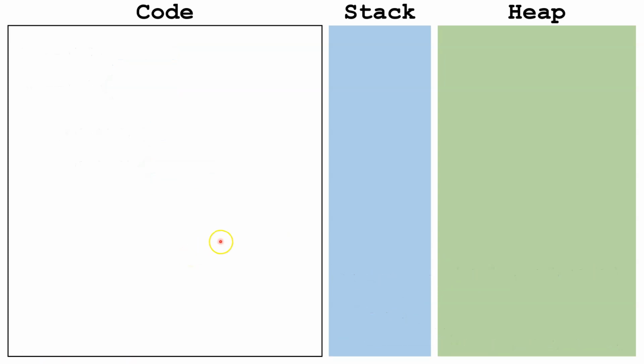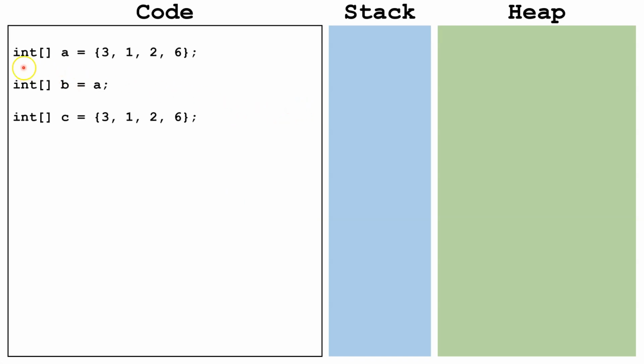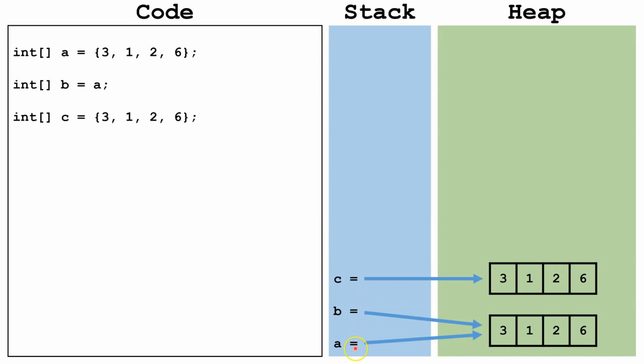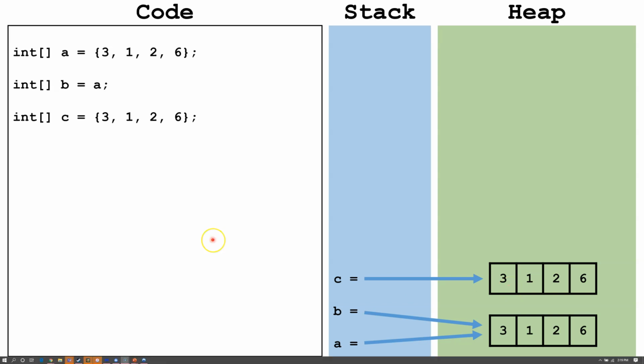Now let's learn about doing comparisons with arrays. Let's take a look at this code. So here we're declaring a reference variable of array type A and having it point at a new array object. Then we're declaring the variable B and we're copying the pointer from A. Then we're declaring the variable C and having it point at a new object in memory. We'll take a look at it here. So A and B are pointing at the exact same object. C is pointing at an identical object in a different memory location.